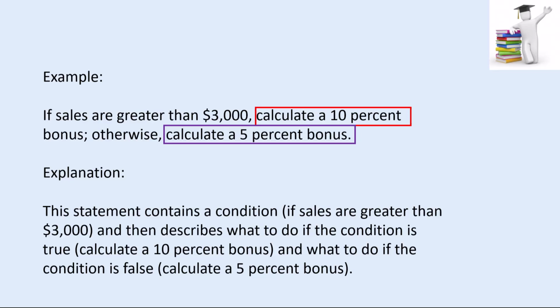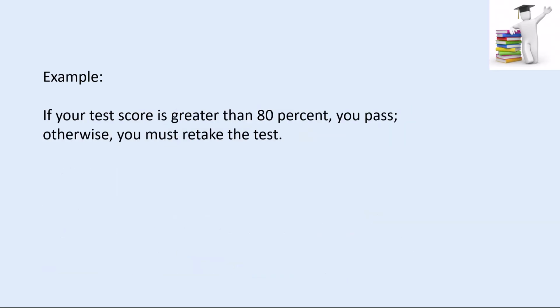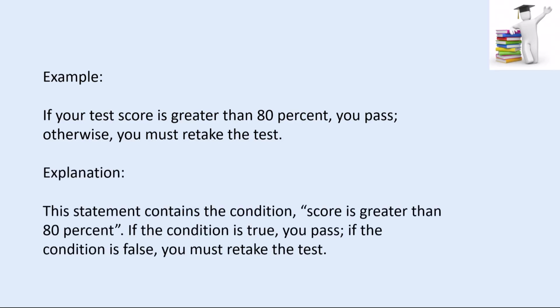Let's take a look at another example. If your test score is greater than 80%, you pass. Otherwise, you must retake the test. Where are our three elements? We have the first, the condition, score is greater than 80%. Our true result, you pass. And our false result, you must retake the test.